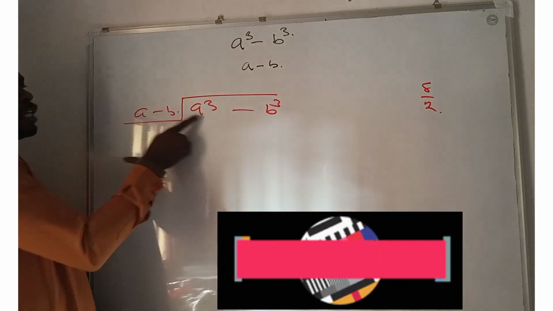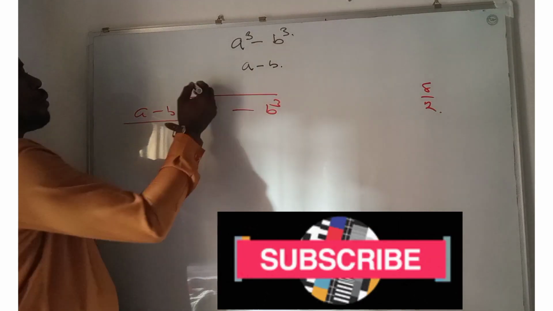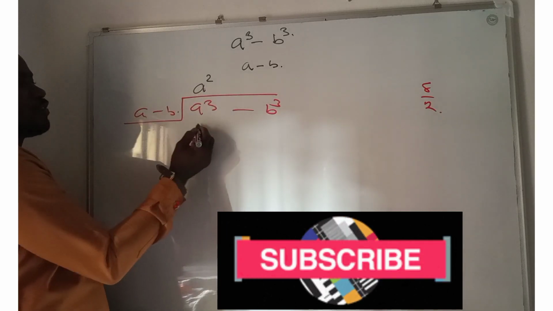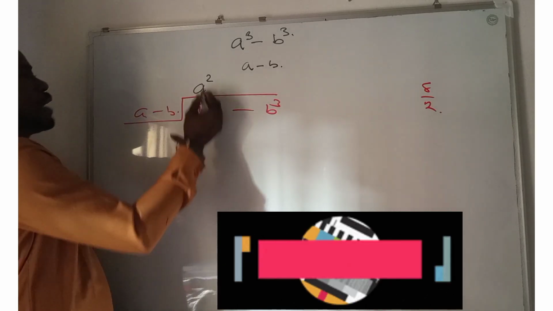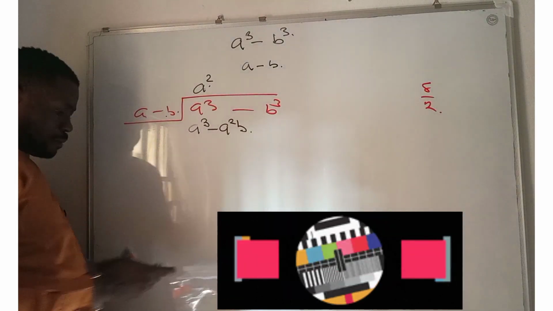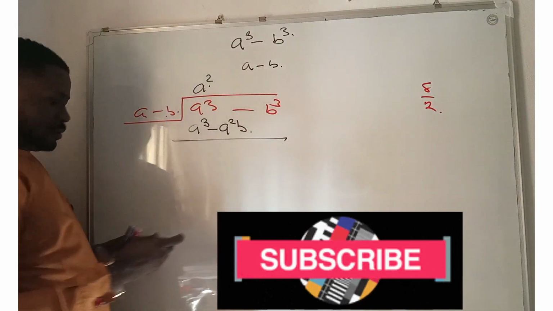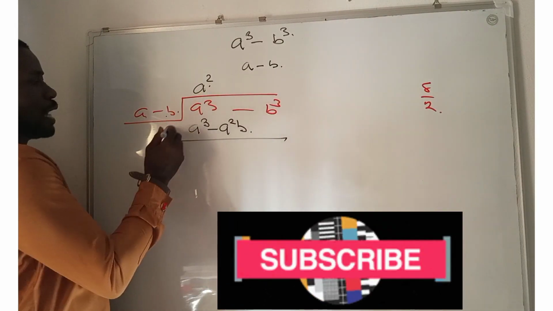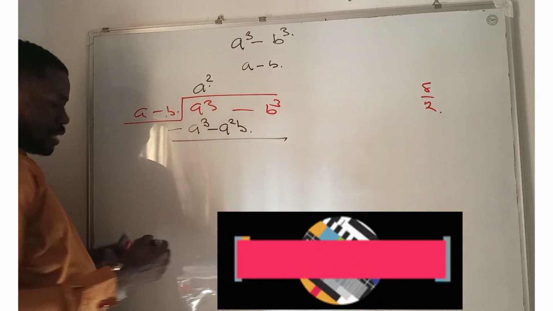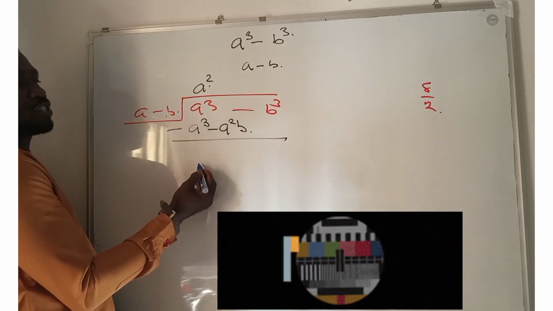I will say a into this. In other words, a cube divided by a. That will be a raised to power 2, a squared. A squared times this will give us a raised to power 3. A squared times this will give us minus a squared b. Now, having done so, I will draw this line. The next is for me to subtract this from this. A cube minus a cube will give us 0.